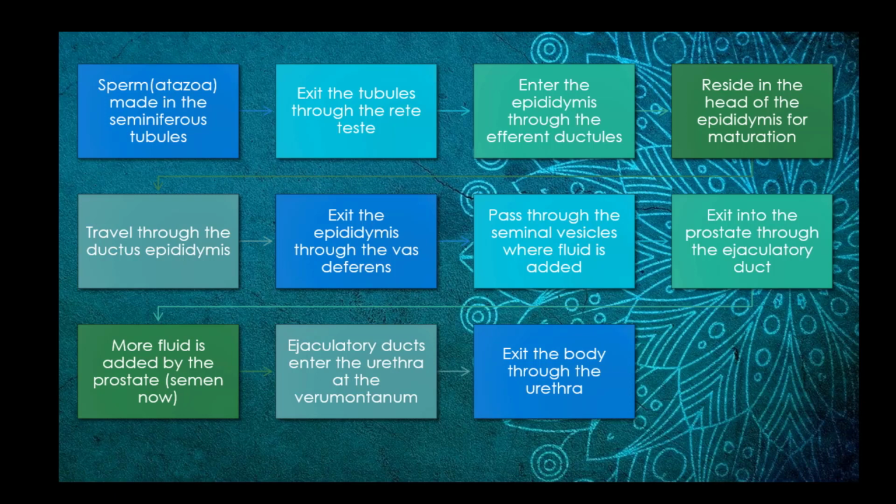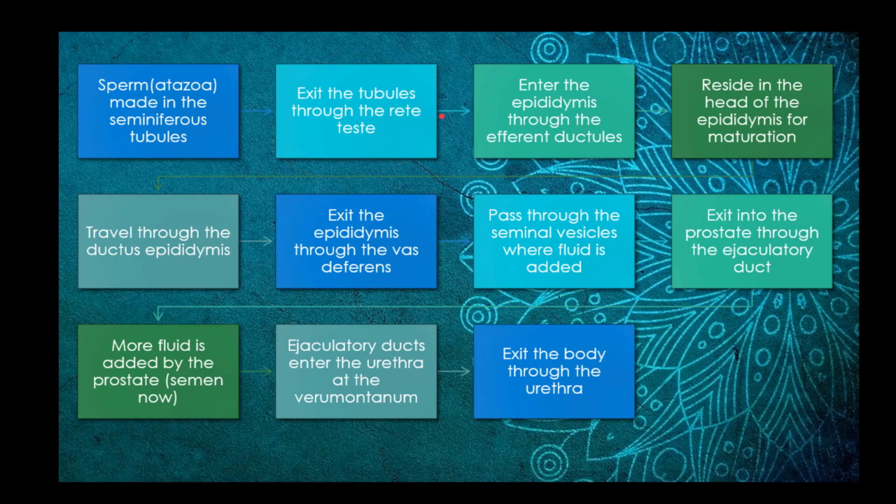As promised, we would talk about how the sperm get out of the body after they are created in the seminiferous tubules. So we're going to start in this corner here. The sperm, long form spermatozoa, are created in the seminiferous tubules. They are then going to exit the tubules through the rete testis. Remember, the rete testis come together in the mediastinum testis.